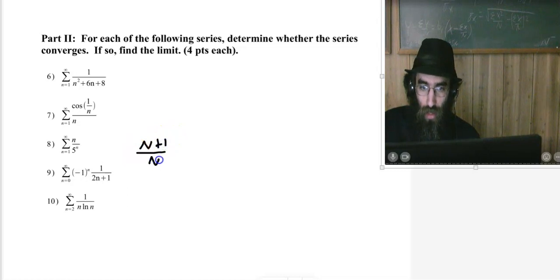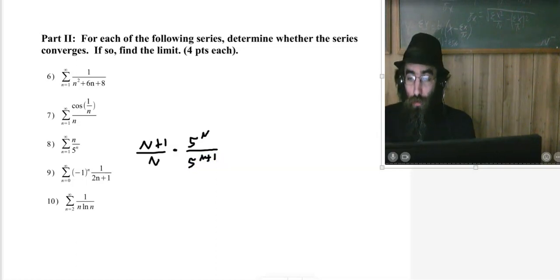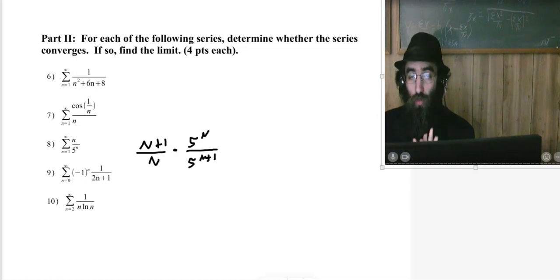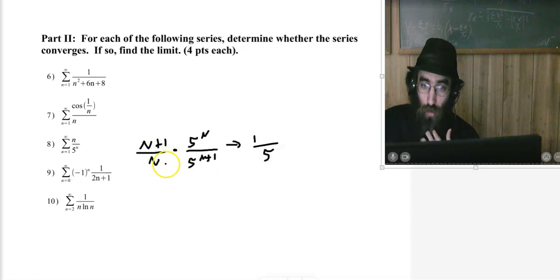n plus 1 over n times 5 to the n over 5 to the n plus 1. Maybe you would want the stacked-up fraction of n plus 1 over 5 to the n plus 1, over n over 5 to the n, but it's good practice to recognize where the similar looking terms are going to be. And in the limit, this just goes to 1 over 5. N plus 1 over n goes to 1, and 5 to the n over 5 to the n plus 1 goes to 1/5.